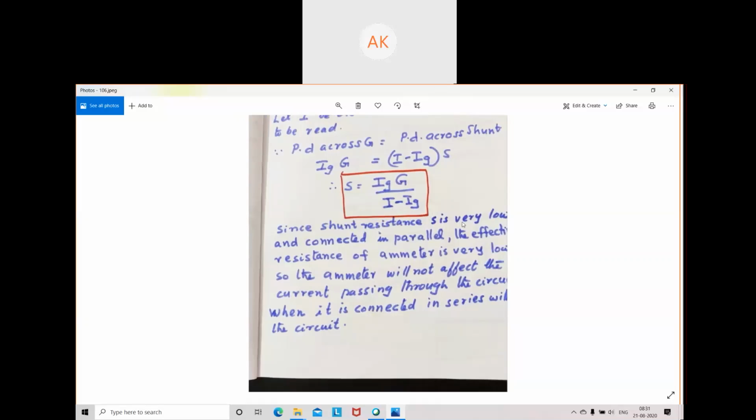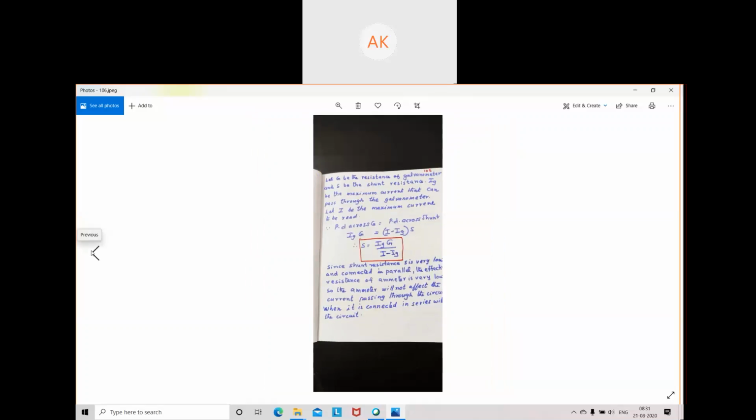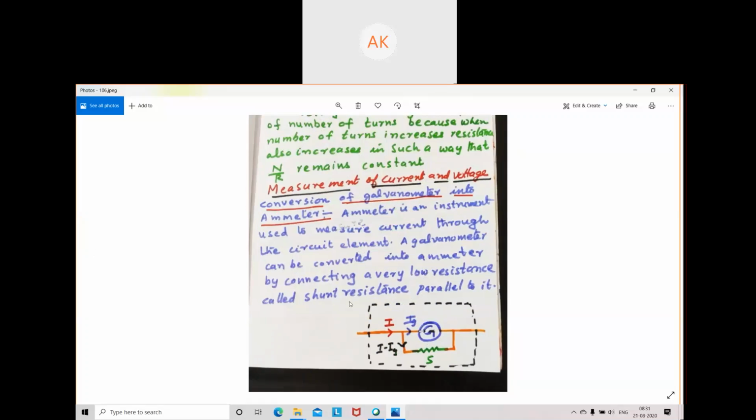Since shunt resistance S is very low and connected in parallel, the effective resistance of the ammeter is very low. We know in a parallel connection, the effective resistance will be less than the least value of the resistance connected. I will show the figure again. See the figure, parallel connection. Galvanometer and shunt resistance are connected in parallel. So this is a very small resistance. I told you, galvanometer is having high resistance, but this is a very small resistance.